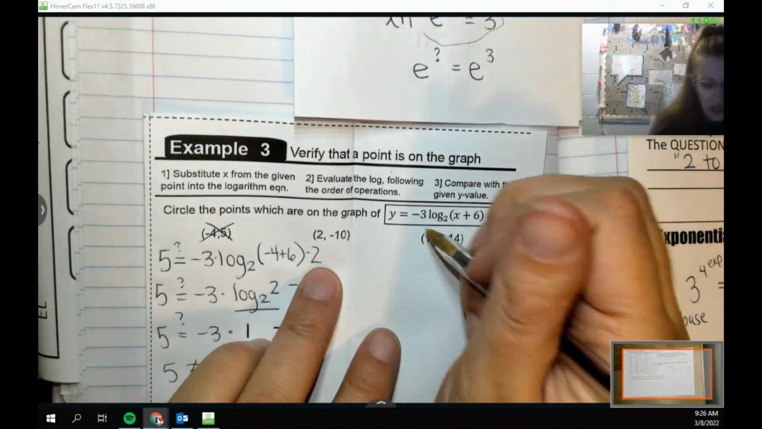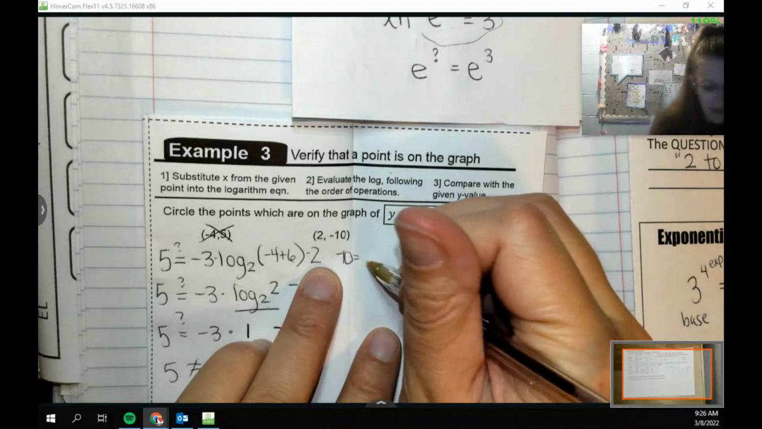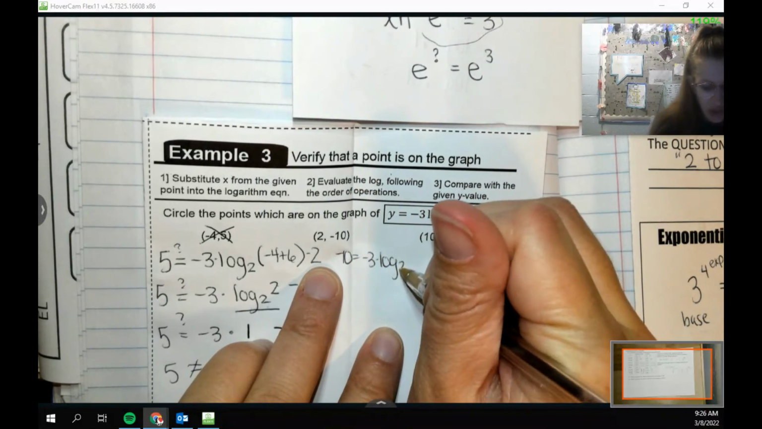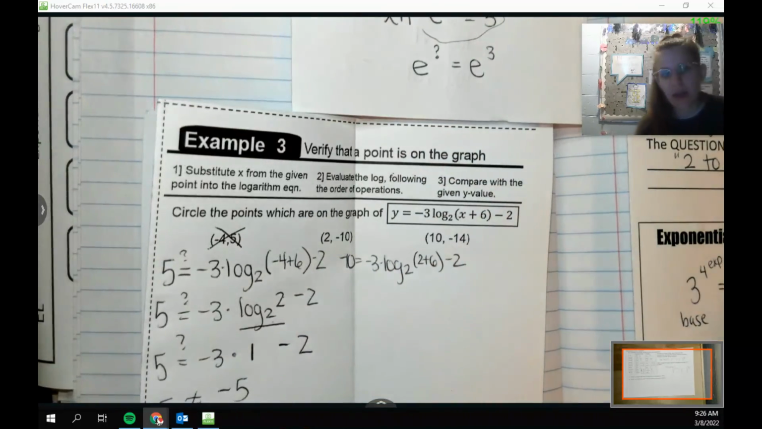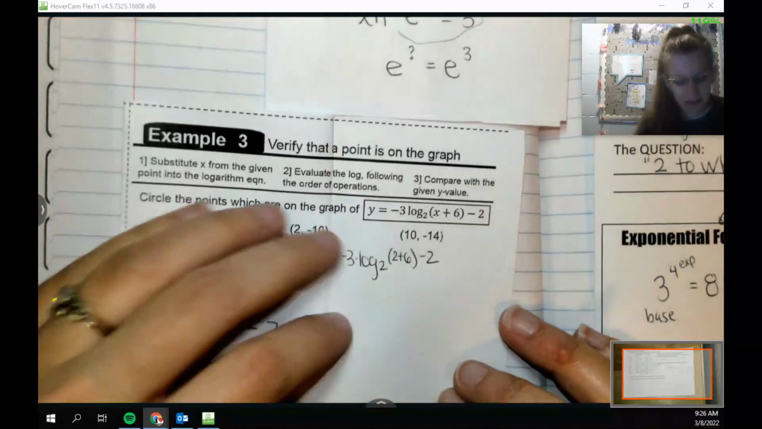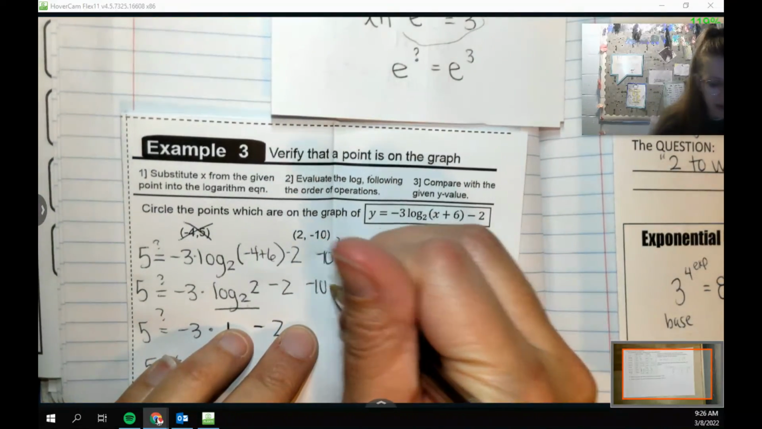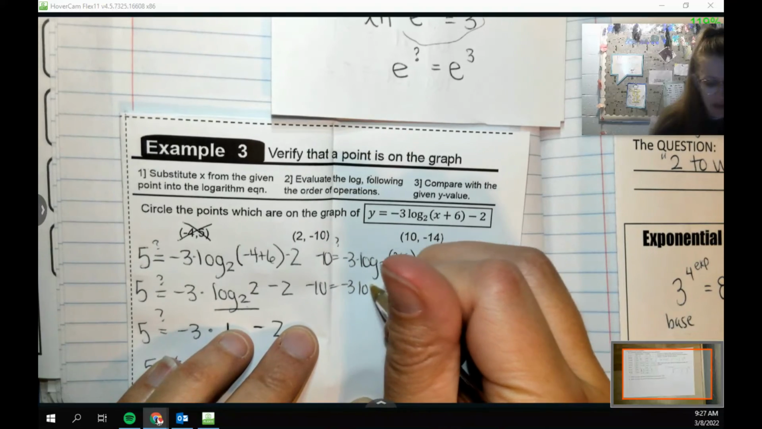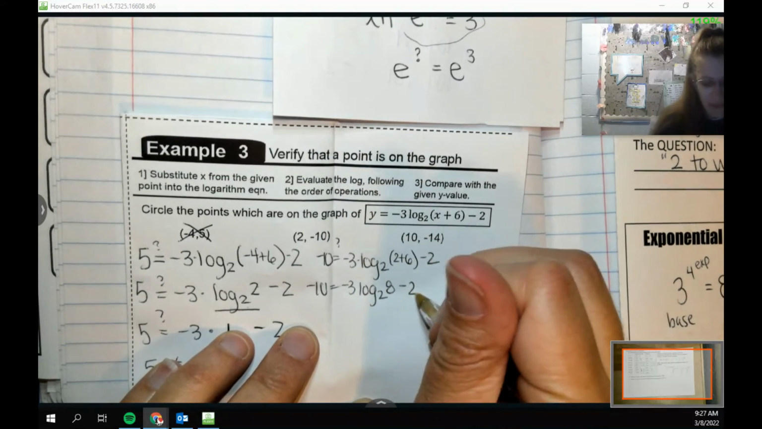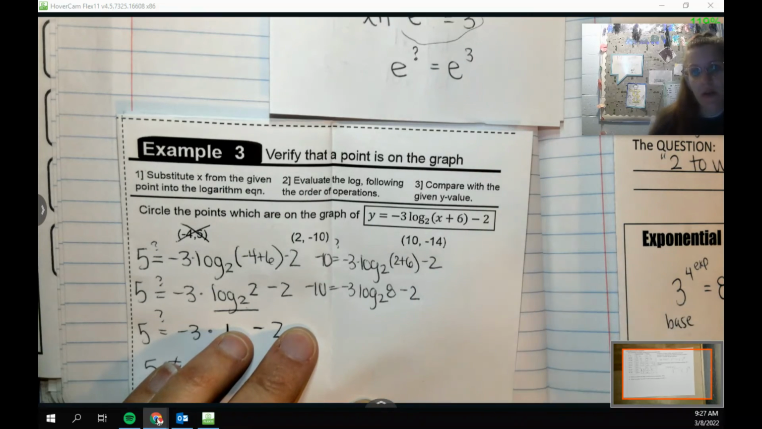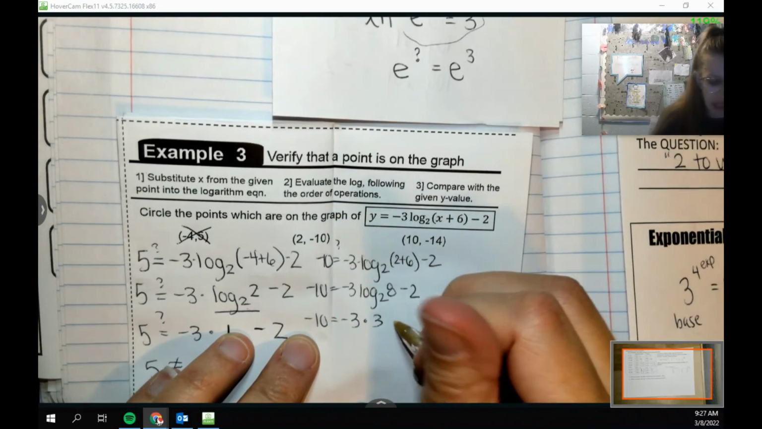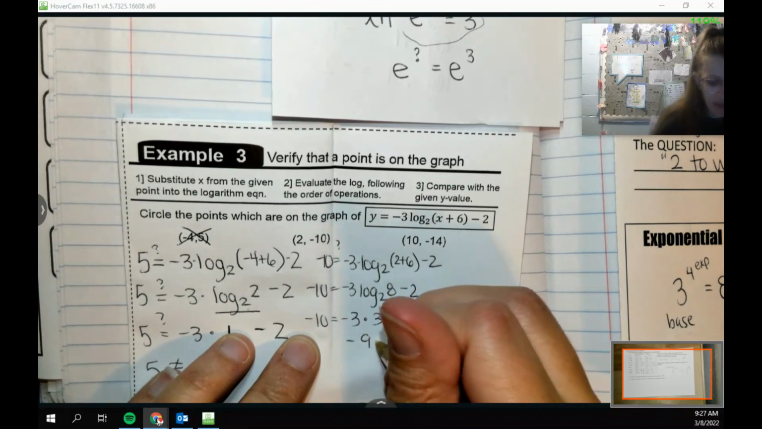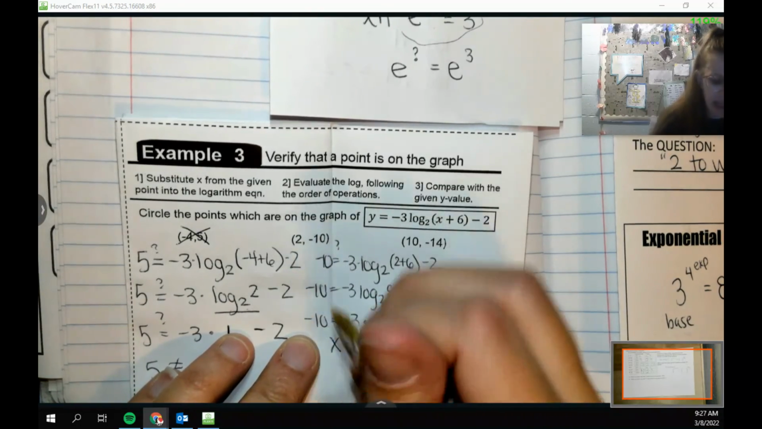However, if we try the next one, so we'll put y -10 in, and then we have -3 times log base 2 of 2 plus 6 minus 2. Oh my goodness, I write too big. So it's a question. We're going to do what's in parentheses first. We'll have log base 2 of 8. Then we have to do our logarithm. So log base 2 of 8 is 2 to what power is 8, and that's 3. And it's being smushed up against this -3. And so we get -9 minus 2, which is unfortunately not 10.